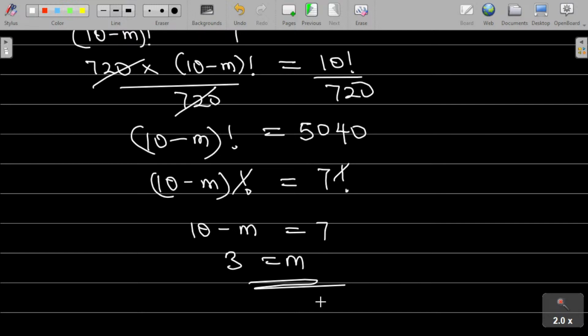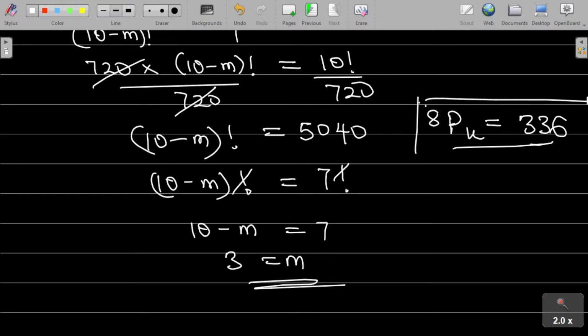Okay. So let's do number 15. Meanwhile, what about the other one? The second one in permutation. That's where you have 8 permutation k equal to 336. Everybody do that one for me, please. Because some people gave me the answer for the one we just finished. Let everybody do this one. Let me see.